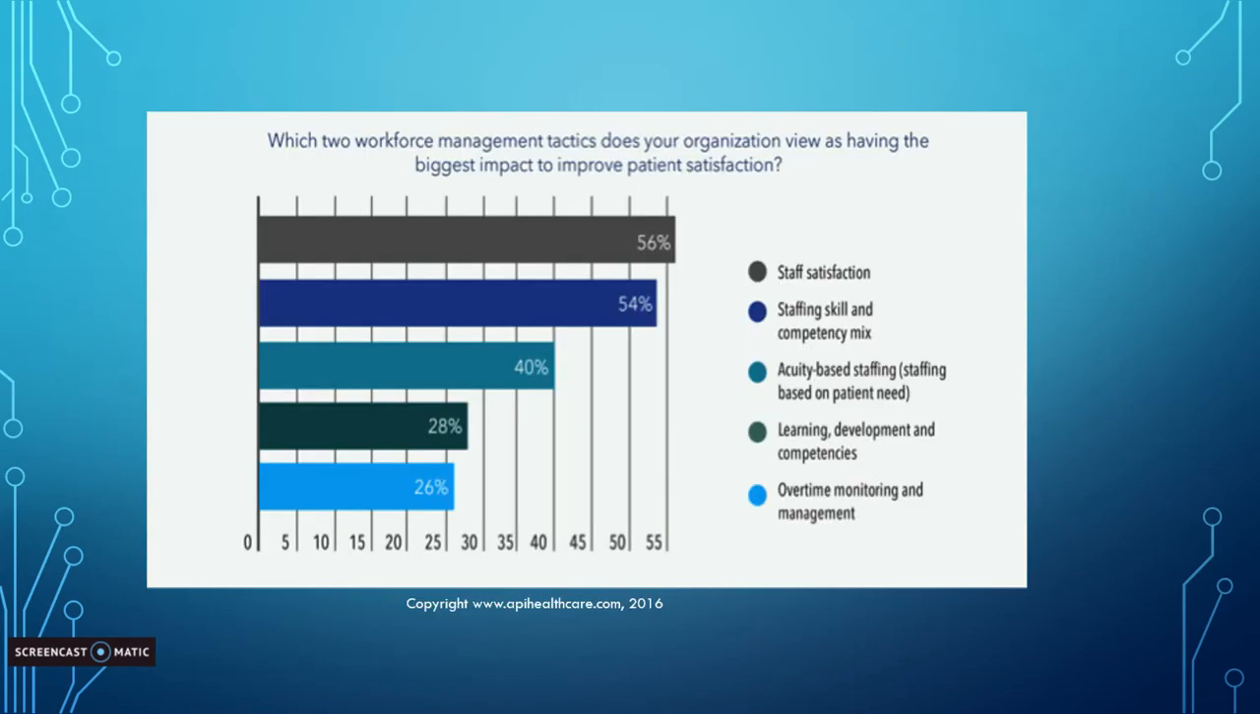Next, this is a chart. This chart is from API Healthcare, and it shows that staff satisfaction has the greatest impact on patient satisfaction. The close second is ensuring there's a proper staffing mix.